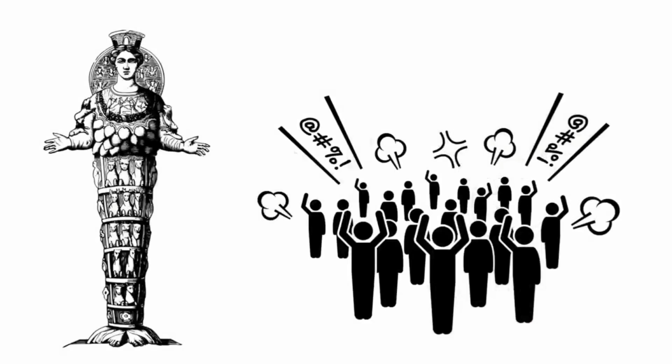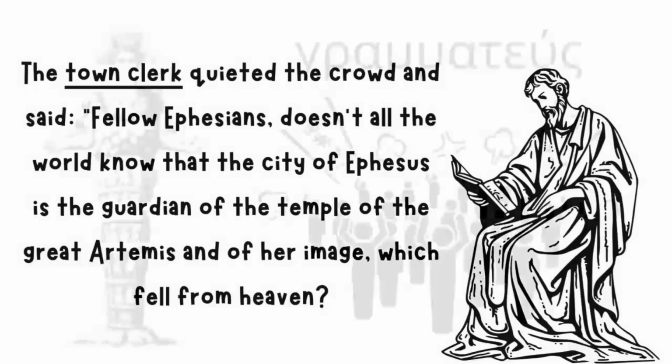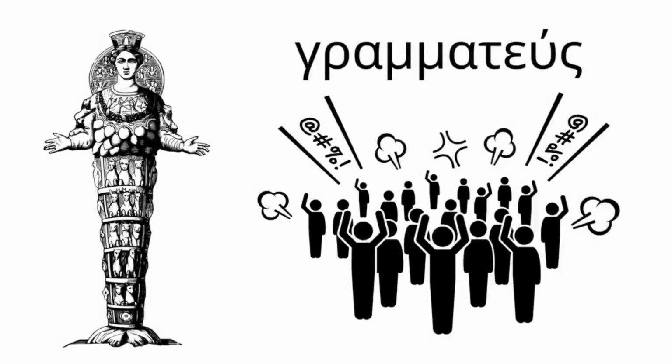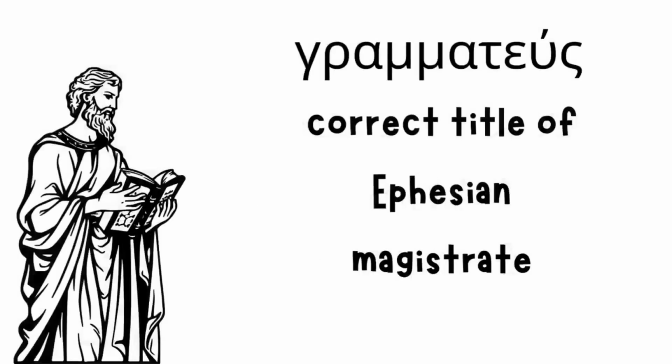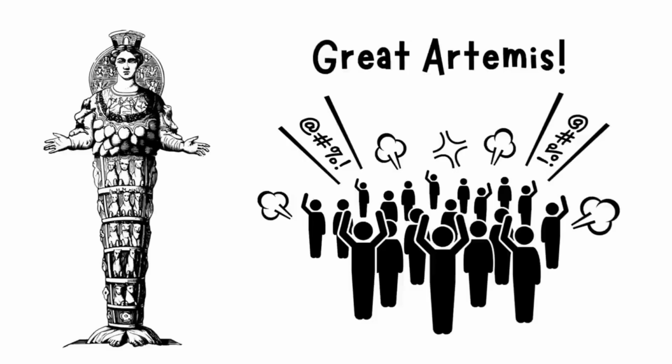First off, in Acts 19:35, we see the term town clerk, and he steps in to calm the crowd. Interestingly, the Greek term grammateus used here actually referred to the magistrate in Ephesus, and this is backed up by inscriptions from the time. Now, both the rioting mob and the level-headed town clerk in Acts 19 keep dropping the name Great Artemis, the special goddess of Ephesus.